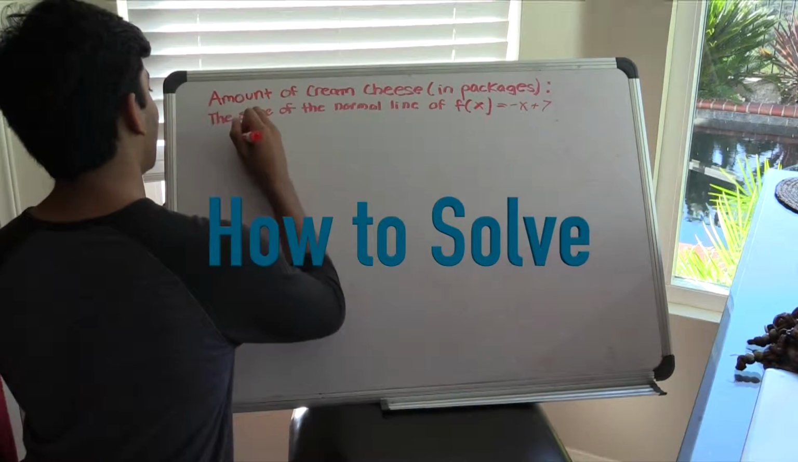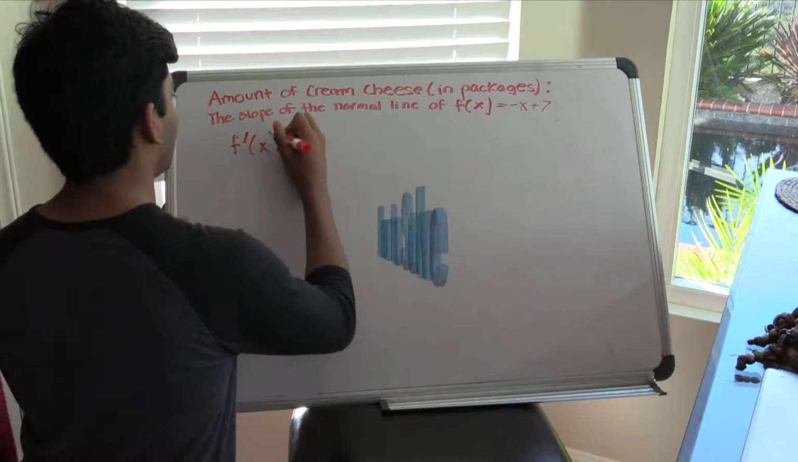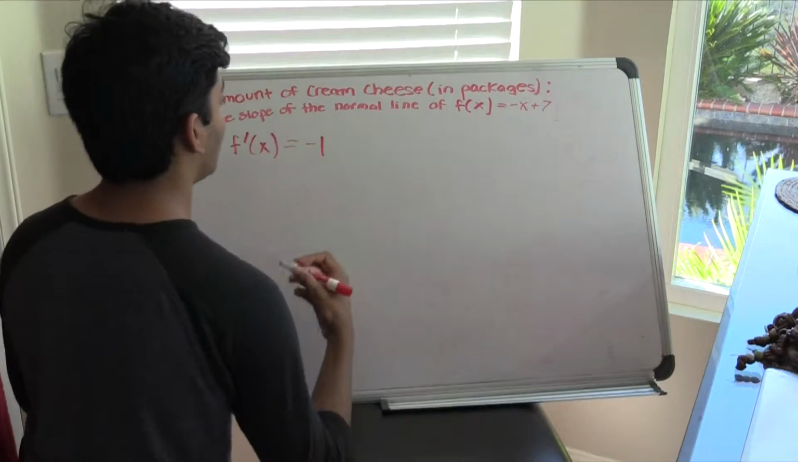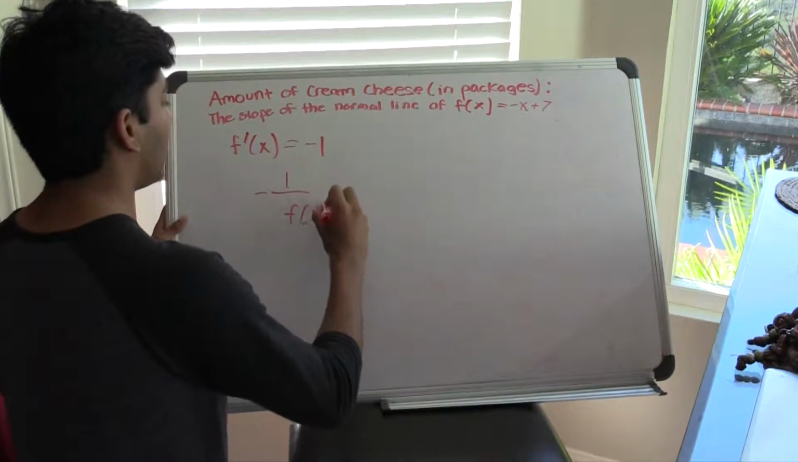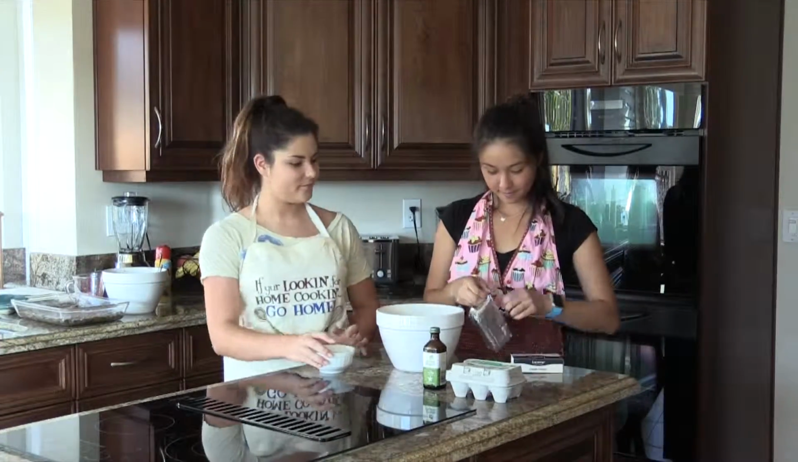So the slope of the tangent line is the derivative of f of x. The derivative of f of x is -1. And if you wanted the slope of the normal line, that would be -1 over f of x, which would give you 1. So it looks like we need 1 package of cream cheese.